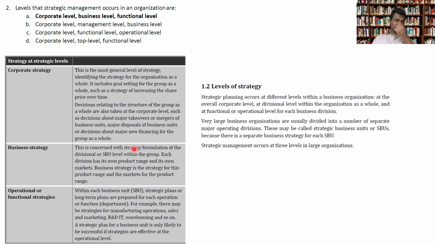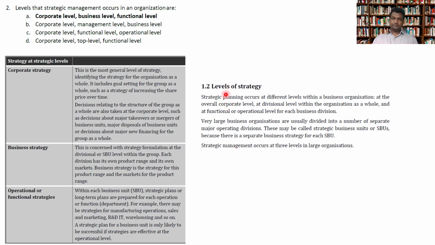Now, the second question is about the levels at which strategic management occurs in an organization. The first answer is highlighted as the correct answer: corporate level, business level and functional level. Now I have taken this portion from your textbook so you can easily relate. Let's see what's mentioned here.